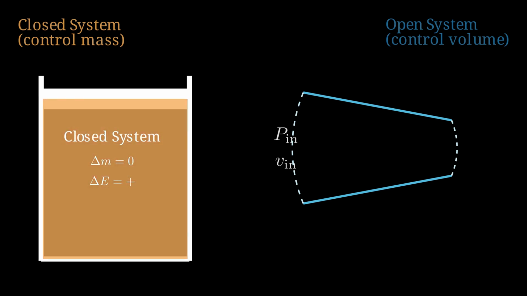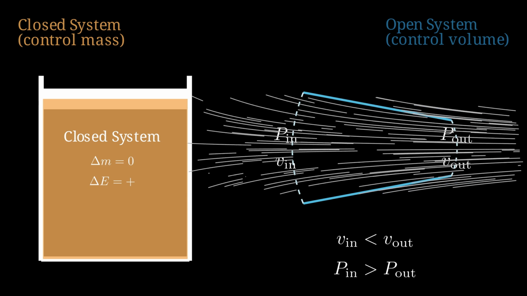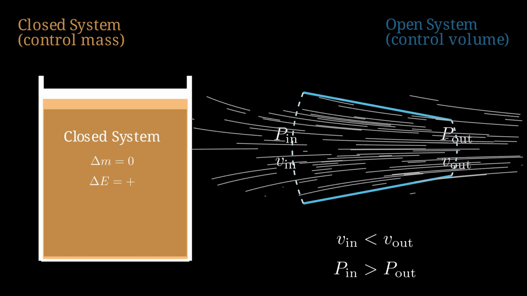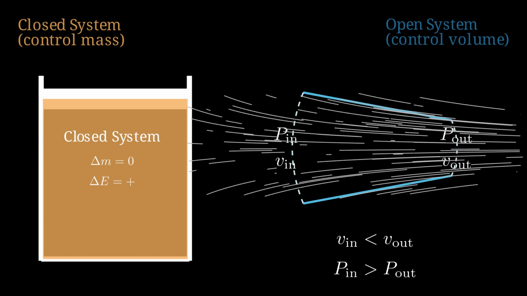In an open system, the mass and energy both flow through the boundaries. Think of air flowing through a nozzle. Both mass and energy pass freely in and out.